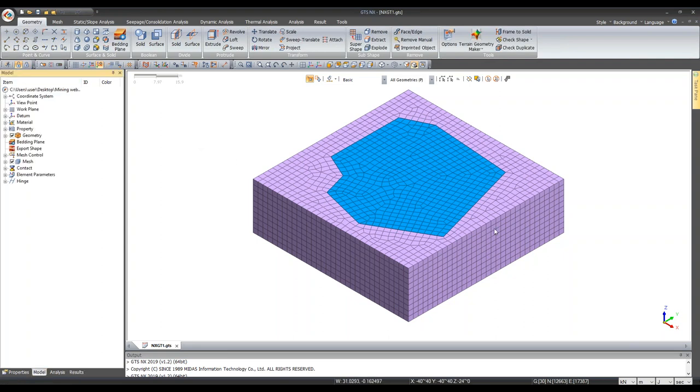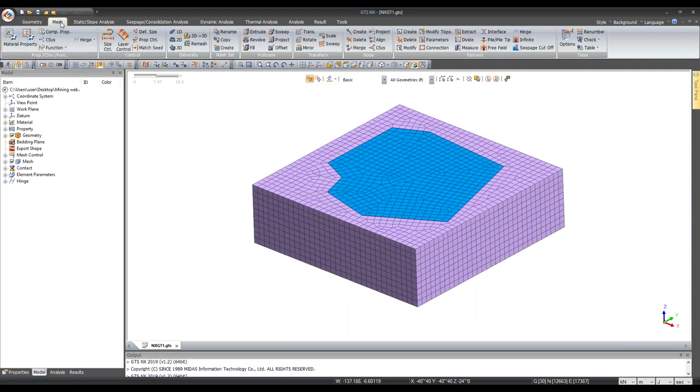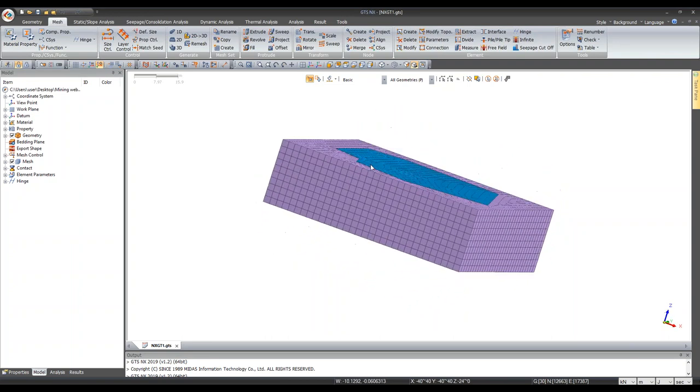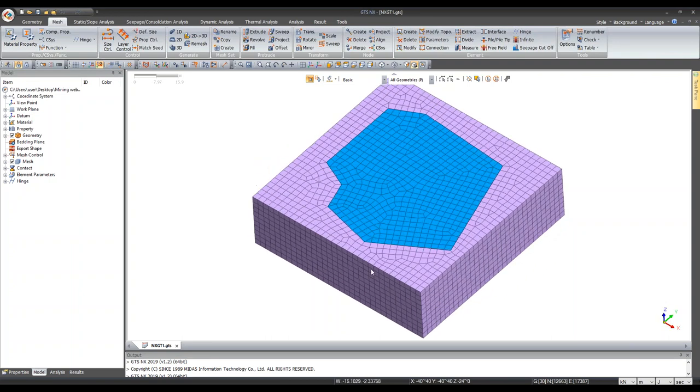What I have done here is I have provided a material for your entire rock material. It might be a granite material or a similar material. I'll be showing you the material properties now, and then I'll show you the construction stage sequence for this particular open pit mine. It's a very random model.